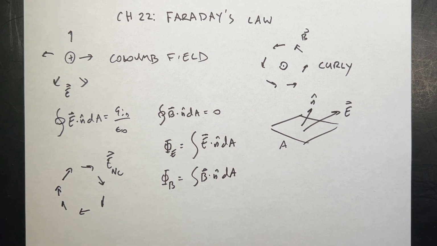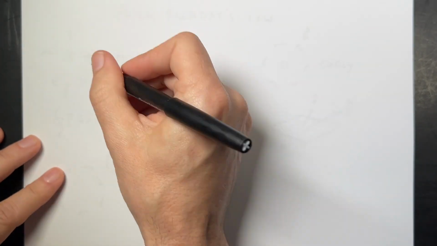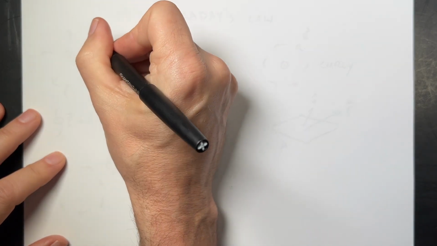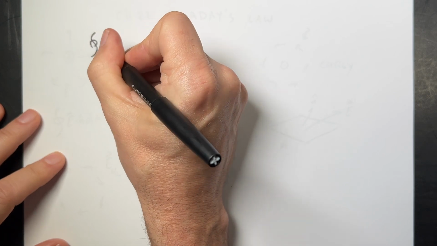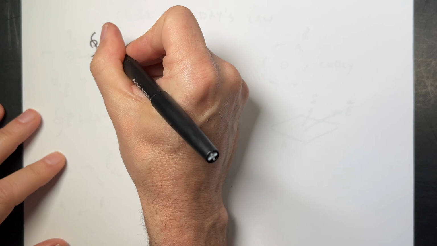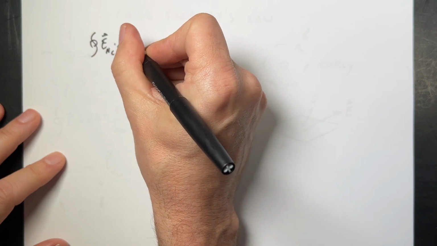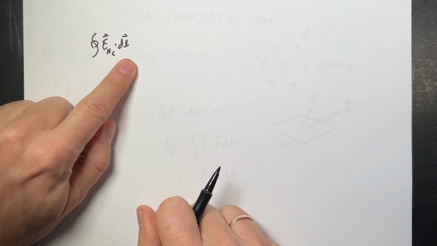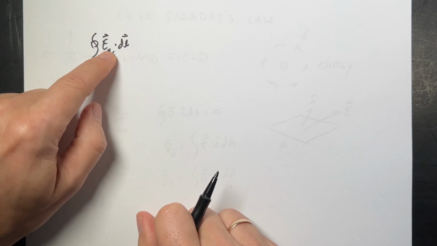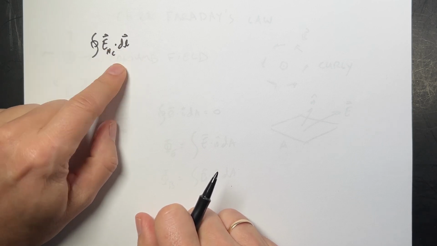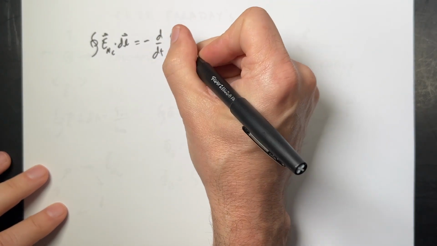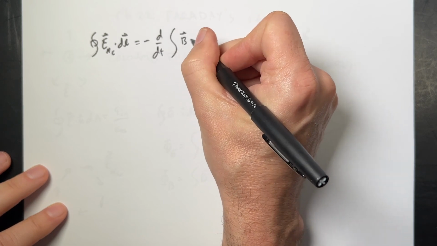Okay, let's write down Faraday's law. Faraday's law looks like this, and it's kind of important. I'll write it like the book does. This is a path integral of E dot dl. Remember before in our circuits we said that the electric field integrated over a closed loop was 0. It's not 0 now. It's equal to negative the derivative with respect to time of the magnetic flux.